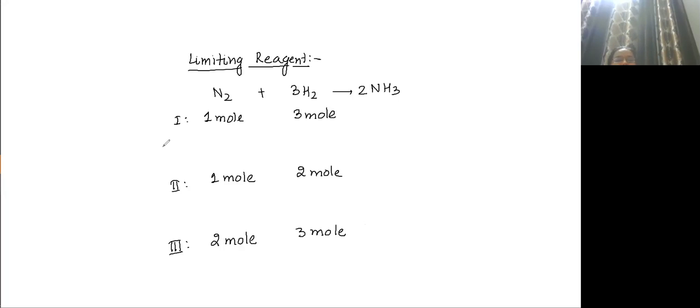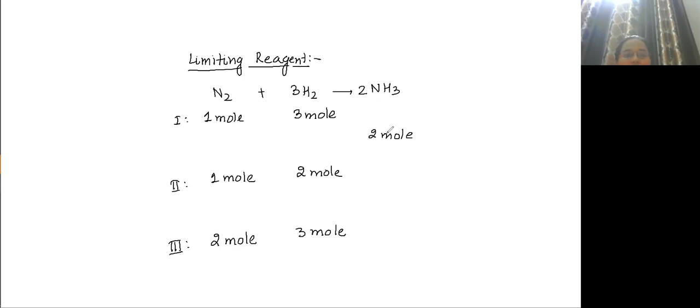So in first case, any limiting reagent is there. If reaction will be done, anything will be remained. No, if reaction completed, what you will get? You will get 2 moles of NH3. Yes or no? You will get 2 moles of NH3. Because 1 mole require 3 mole of H2 to give 2 moles of ammonia.